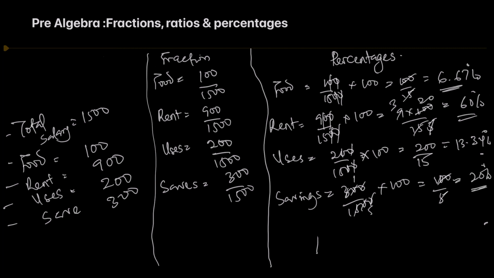So now it's very easy for whoever I want to communicate this to understand that I spend 6.67% of my income on food, 60% on rent. For the other uses, I spend roughly 13%, and then for my savings I spend 20%. Now it gives the person an idea. Oh, he spends most of his money on rent, and then the next highest is savings, and then on use cases, and then on food.